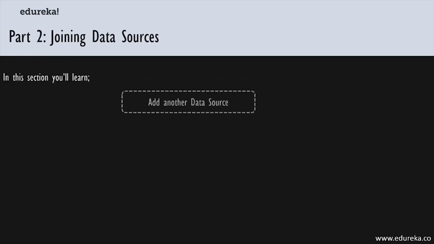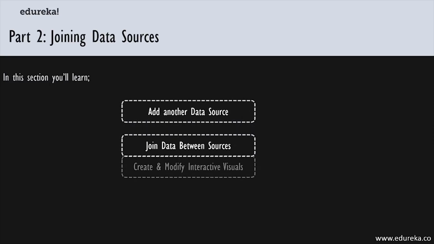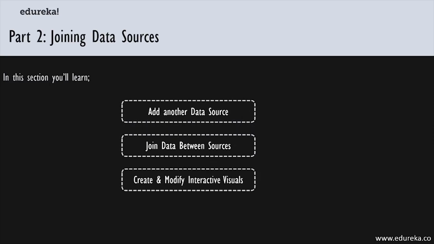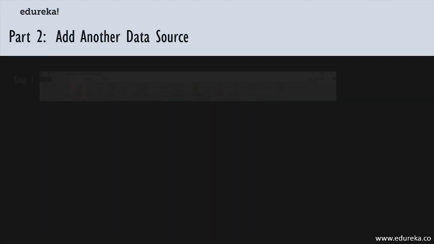We're now going to go into part 2, which is using multiple data sets. So now we are going to be using multiple data sets and joining them together in this section. We'll talk about adding data from other sources, joining the data from multiple sources, creating more interactive visualizations, as well as updating that published data on the powerbi.com web service. So here we go with getting additional data.